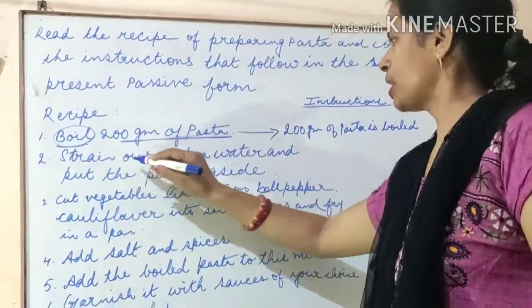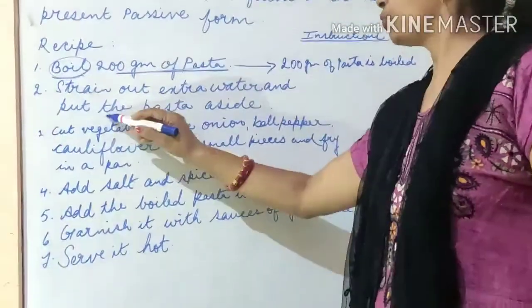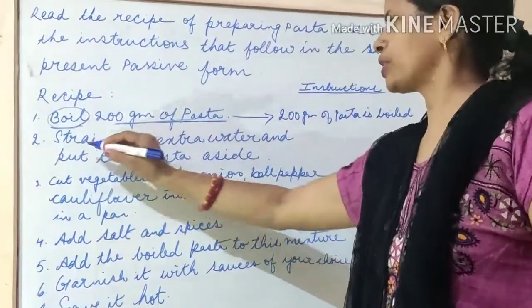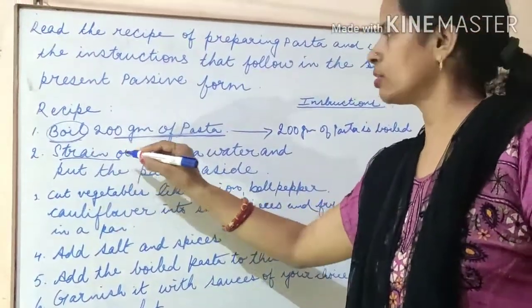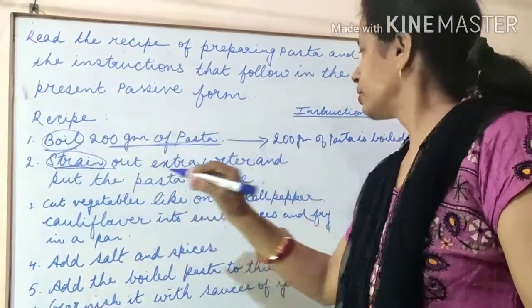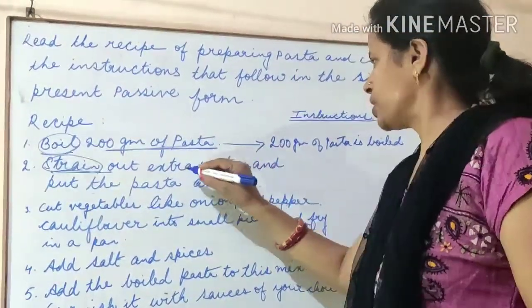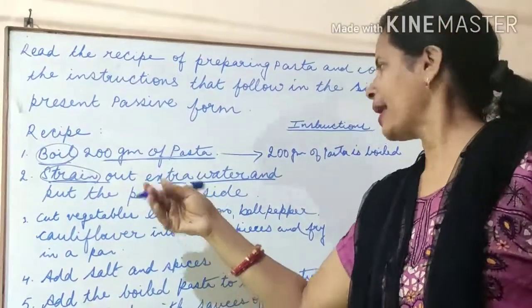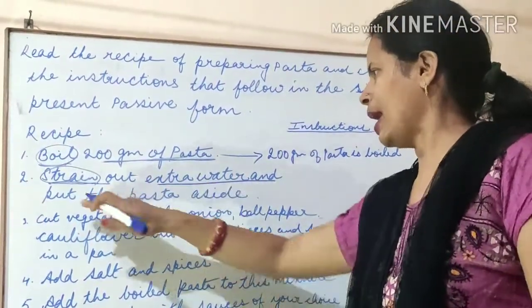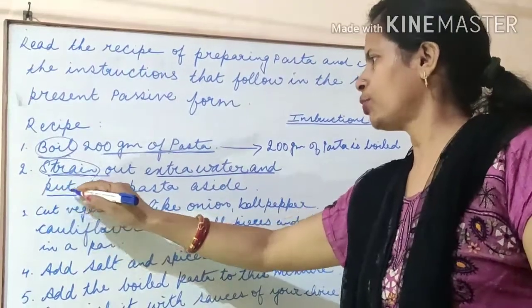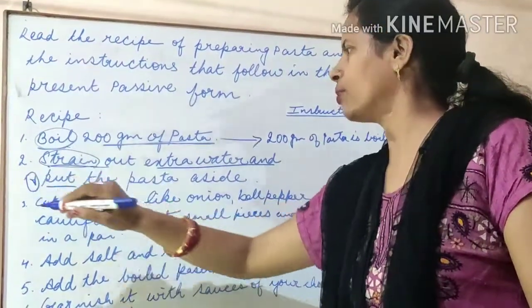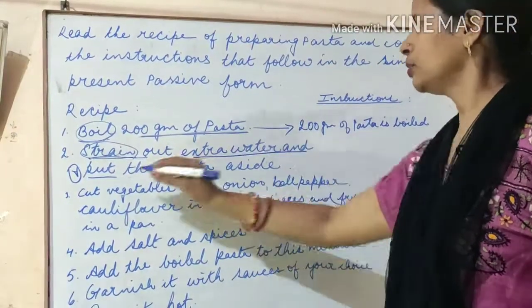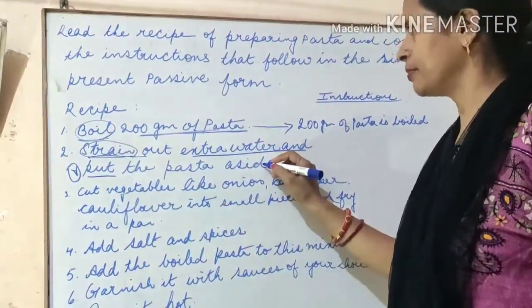Second step: strain out extra water and put the pasta aside. So what is the verb here? Strain out extra water. Strain is the verb here. And what is the object? Extra water. Strain out what? Extra water. And put is also a verb here. Put the pasta aside.